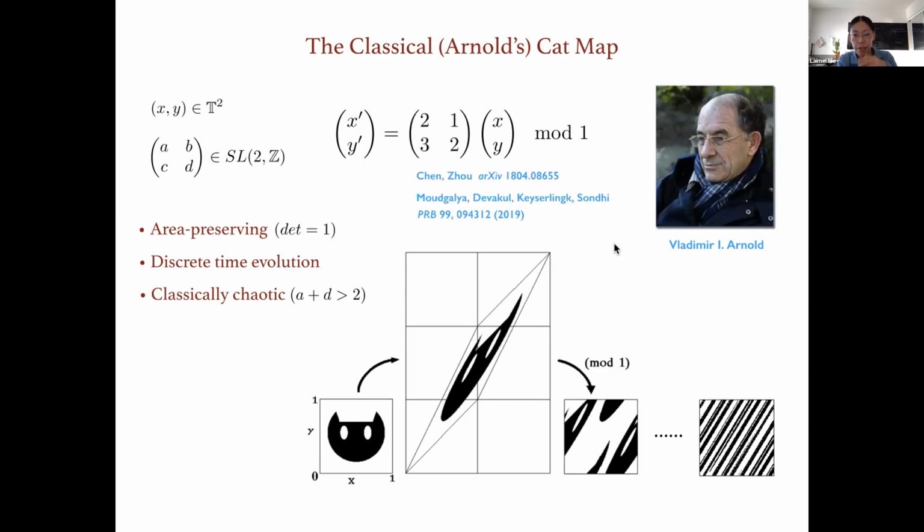And what we are going to talk about first is this specific cat map, 2, 1, 3, 2. All the elements are integers, the determinant is 1, and also the trace, 2 plus 2, A plus D, is larger than 2. So it's classically chaotic. And now let's quantize this.